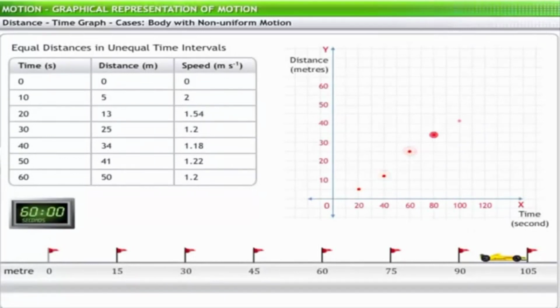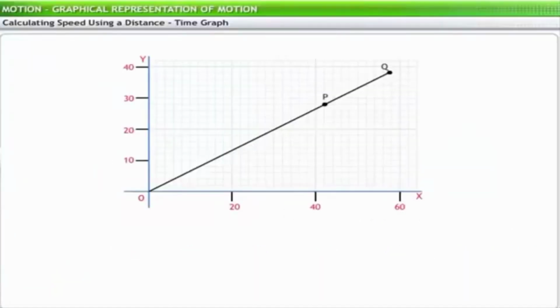Now let us consider a body moving unequal distances in equal time intervals. As you can see, a graph plotted based on the data provided again shows a curve. Now, let's look at how we can use the distance time graph to make deductions about speed.